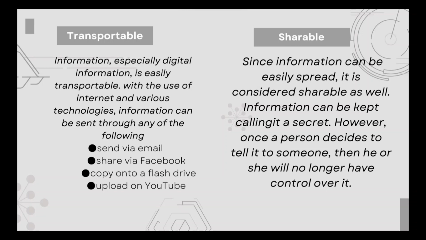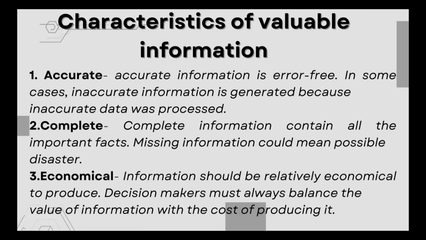Information can be kept, calling it a secret. However, once a person decides to tell it to someone, then he or she will no longer have control over it. Characteristics of valuable information. So first is accurate. Accurate information is error-free. In some cases, inaccurate information is generated because inaccurate data was processed. Second is complete. Complete information contains all the important facts. Missing information could mean possible disaster.